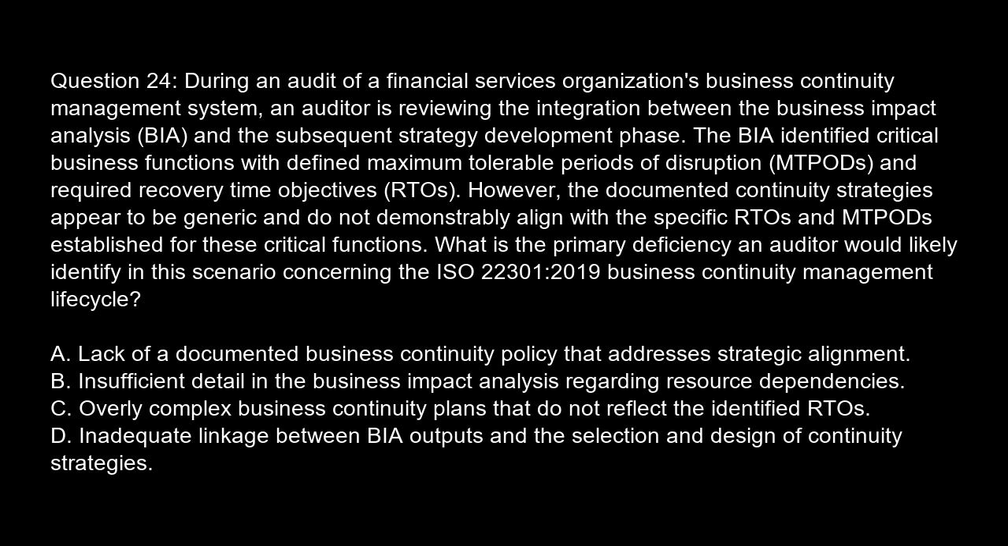What is the primary deficiency an auditor would likely identify in this scenario concerning the ISO 22301/2019 Business Continuity Management Lifecycle? Option A. Lack of a documented business continuity policy that addresses strategic alignment. Option B. Insufficient detail in the business impact analysis regarding resource dependencies. Option C. Overly complex business continuity plans that do not reflect the identified RTOs. Option D. Inadequate linkage between BIA outputs and the selection and design of continuity strategies.